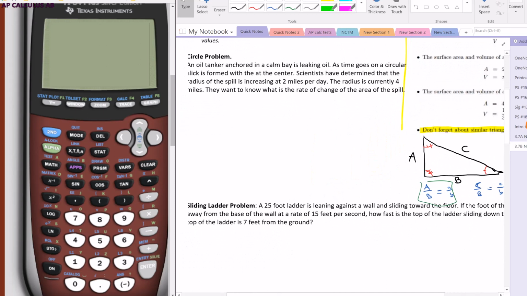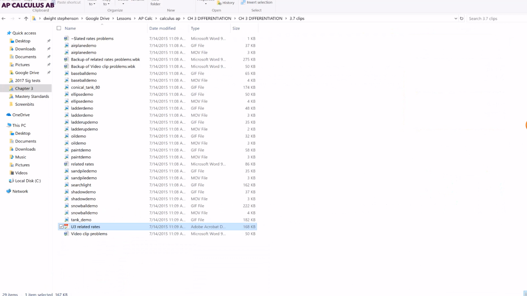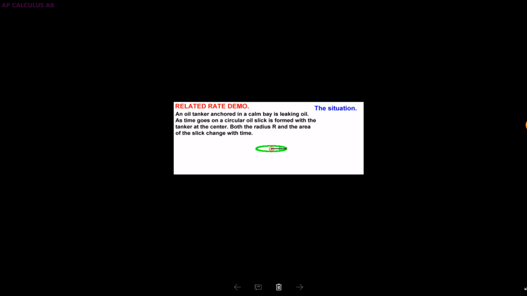You can read that. You don't need me to read it for you. Basically, there's an oil tanker that leaks in a circle. The circle is getting bigger. The radius is growing, and we want to know the rate of change of the area of the spill. I have a little animation here to show you what this looks like. Right, so we have a little circle with the ship in the middle, right? That red thing is a ship, and we're going to see what happens as time goes by.